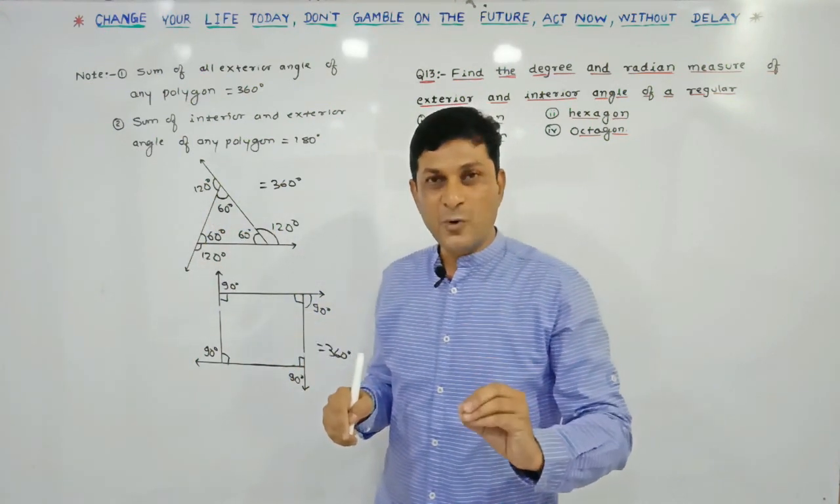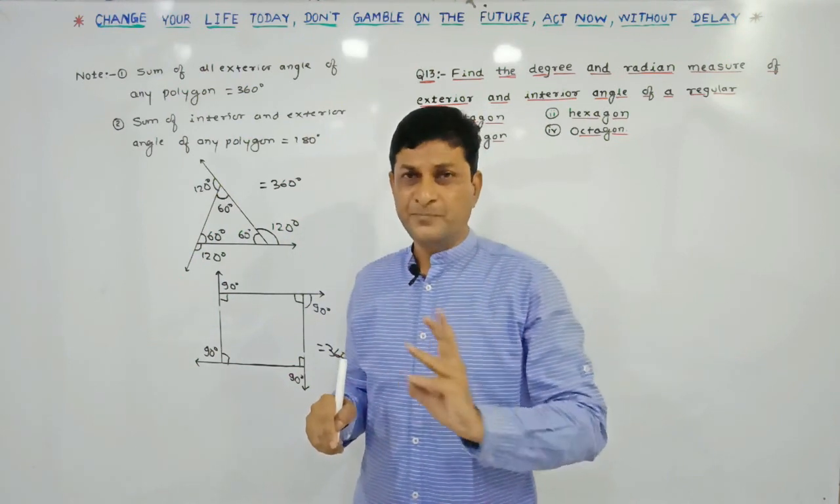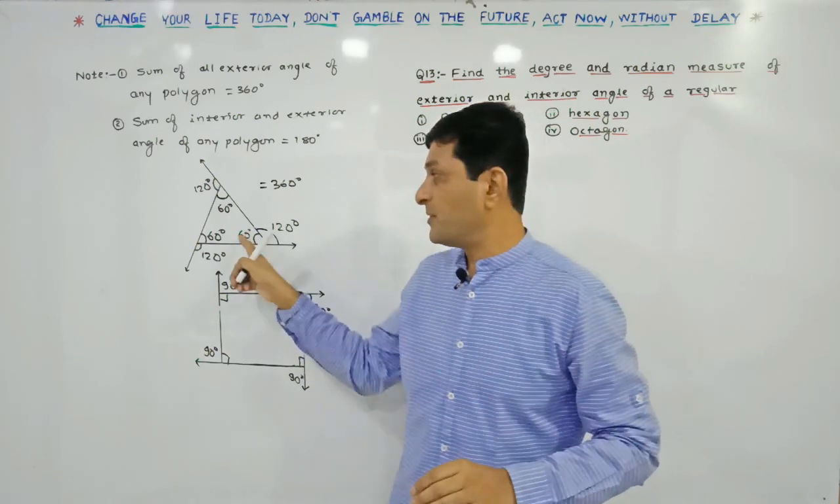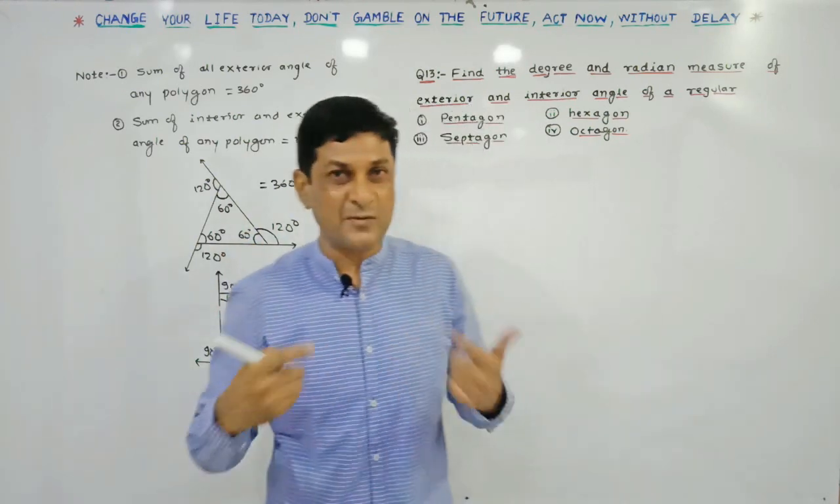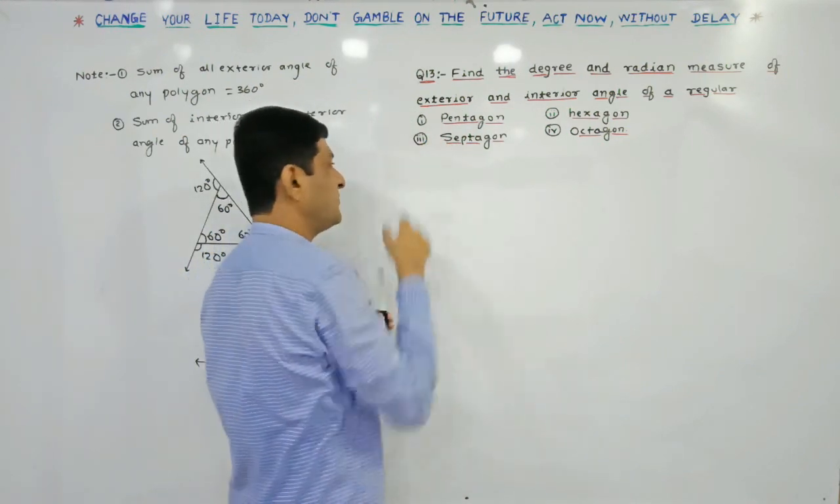So when can we say that a polygon is regular? If the length of all sides is equal and the measure of each interior angle is also the same, at that time that polygon is called regular. So now let us try to solve the first example.